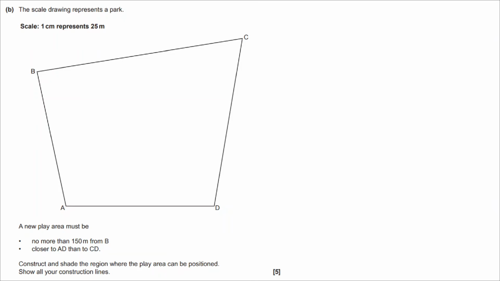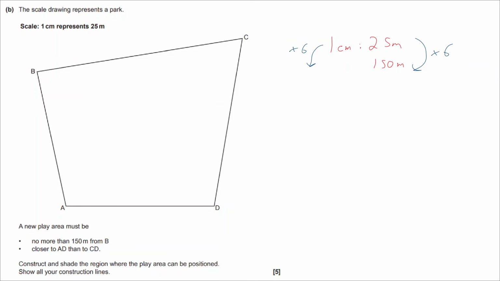Question number B. Loci question. Lovely. The scale drawing represents a park, and the scale is 1 centimeter is 25 meters. I think that's the same ratio. Make a note of it. We've got 1 cm to 25 meters. It says a new play area must be no more than 150 meters from point B. So if we just look at this one first of all, point B is here, and 150 meters, again ratio, we are timesing up through here by 6. So we're going to times up this number again by 6.